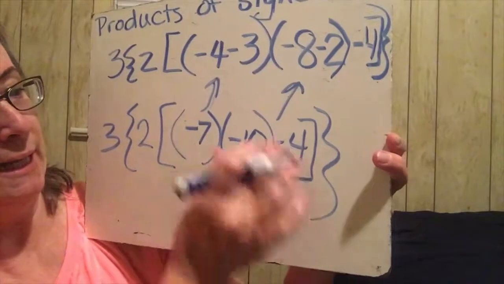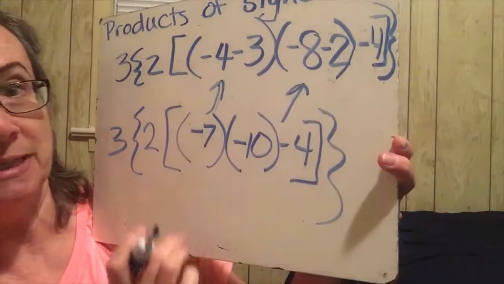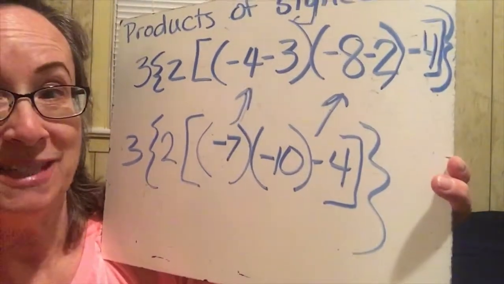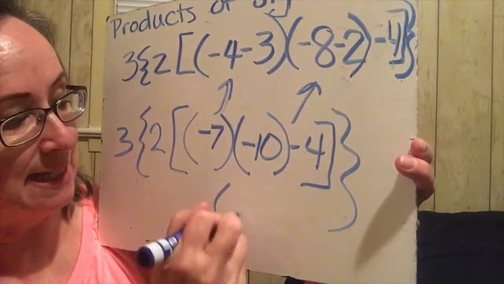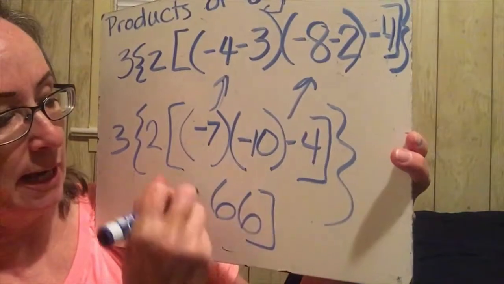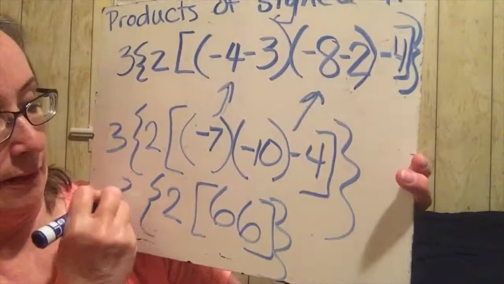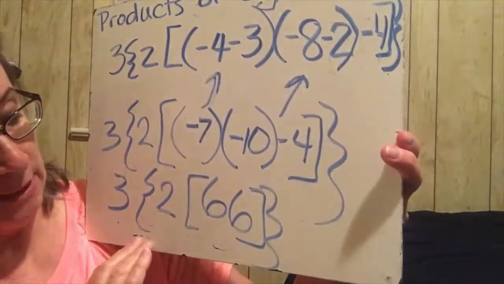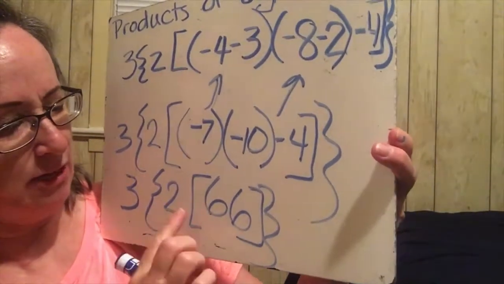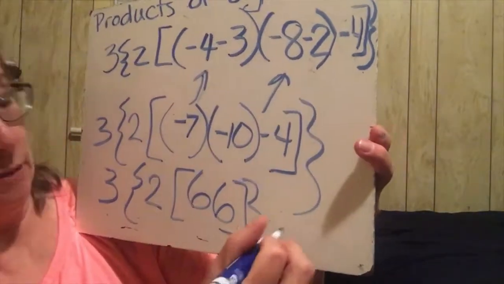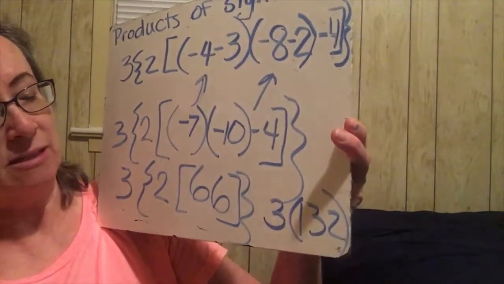So now we're going to go back in here to the middle of this bracket, and we have negative 7 times negative 10 is a positive 70. And positive 70 take away 4 is a 66. So there's the bracket, and then there's the 2, and then there's the brace, and then there's the 3. Okay, so 2 times 66 is 132. So then we have 3 times 132.